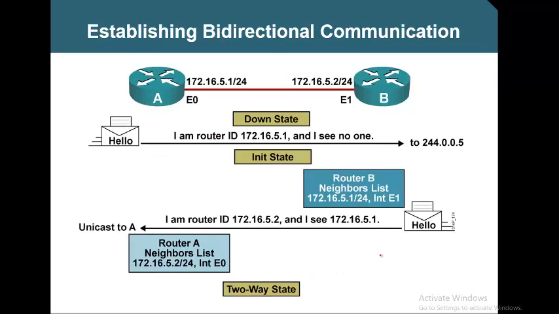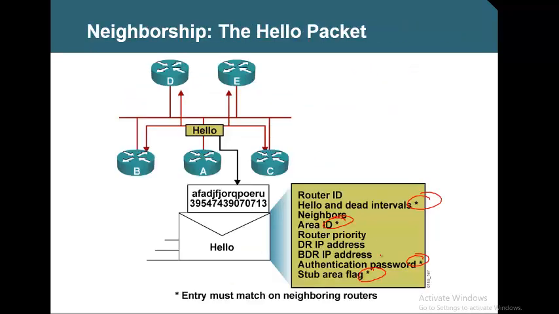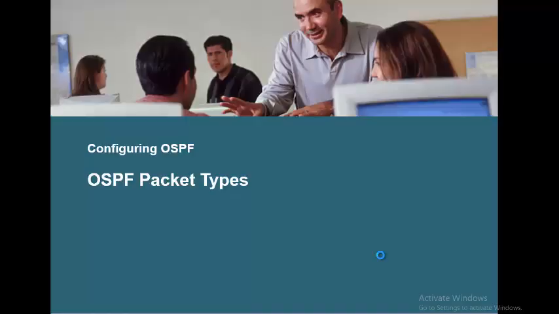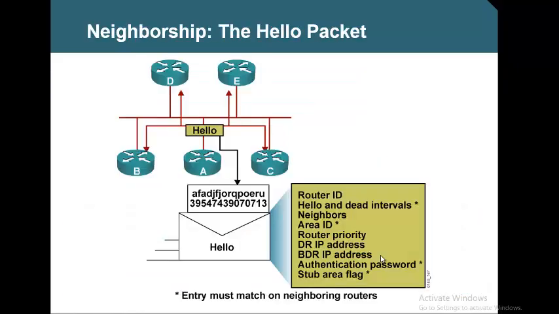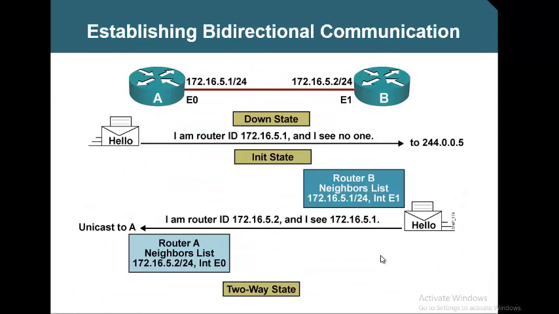Okay, so we are going to enter into the adjacency state. Before that, adjacency between point-to-point routers and adjacency between LAN routers, broadcast, meaning multi-access routers, is slightly different.